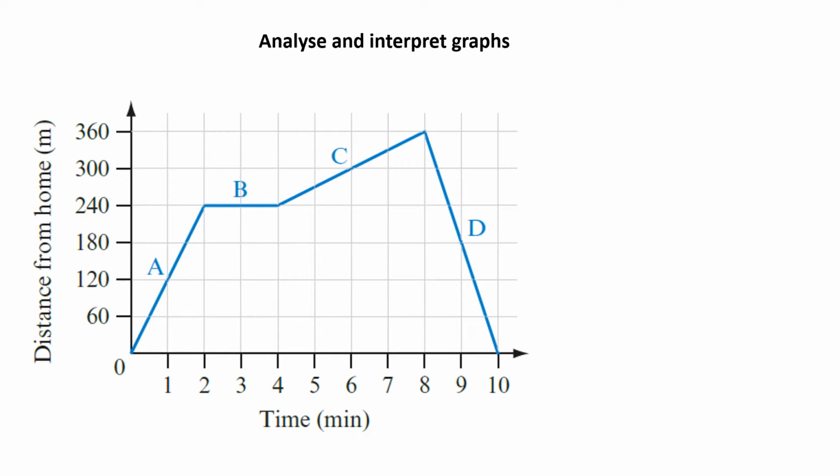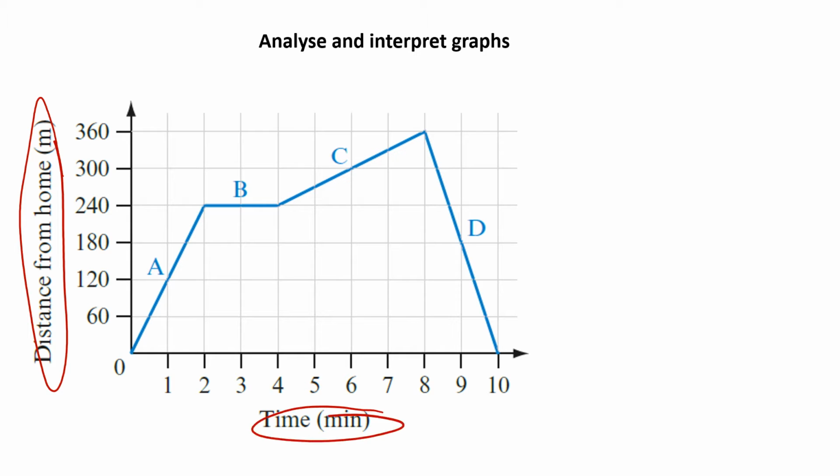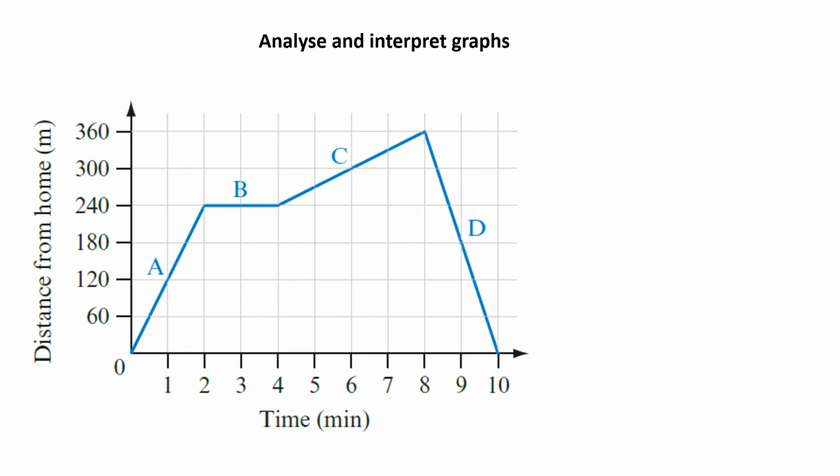Okay, so in this video, we're going to look at analysing and interpreting graphs. So we've got what's called in this one a travel graph, and it's a travel graph because we're looking at distance from home, how far you've travelled. So I'm going from my house to a friend's house, and we're looking at it against time. It's broken up into 4 different sections where there's 4 different movement patterns.